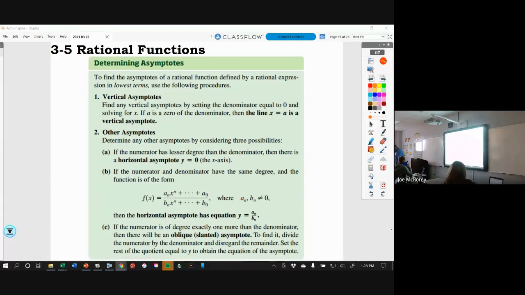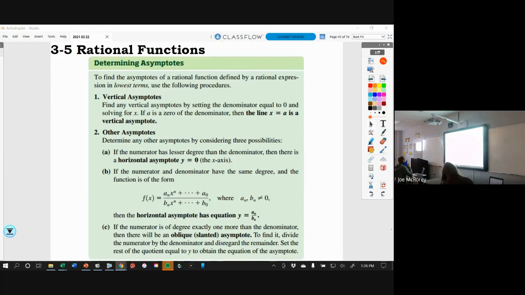So with rational functions, we have to consider asymptotes, vertical asymptotes. Those are whatever makes the denominator zero when it's reduced. There's other asymptotes that we'll talk about. Horizontal asymptotes. There's 3 different cases of horizontal asymptotes. We'll talk about all 3 of those here in just a little bit.